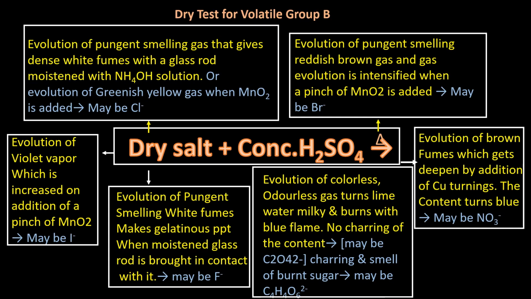Next, evolution of brown fumes which gets deepened. First is the evolution which becomes deep on addition of copper turnings and the content becomes blue. Then it may be nitrate. Okay. Then one by one we'll explain all these tests.